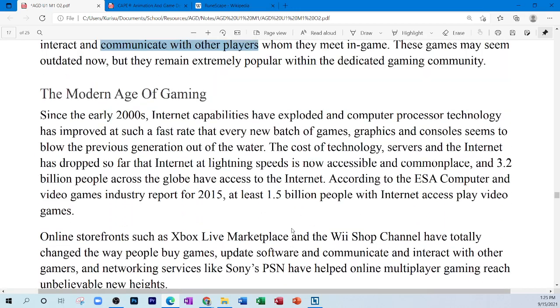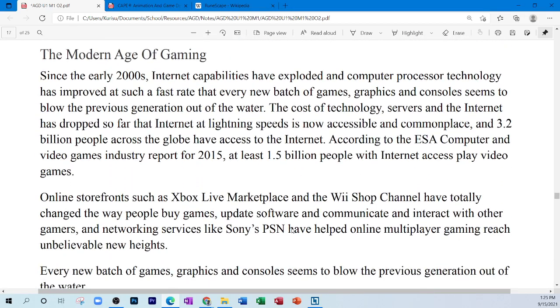So where are we today now? The modern age. Because remember, we're looking at the history of game design: what it was in the past, what it is in the present, and what it will be in the future. So what is the modern age of gaming? Ariel?